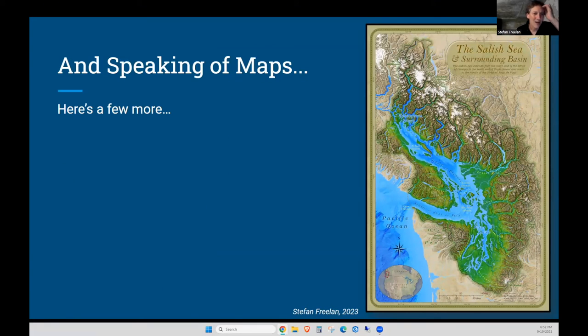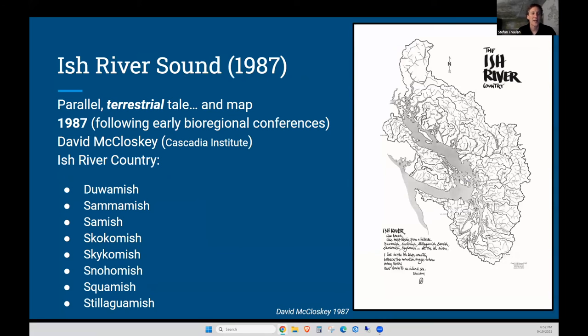Super quickly, and I'm running out of time, but that's okay. I want to talk about just a couple other maps along the line. The most interesting of the bunch is this map here. This is the Ish River country.